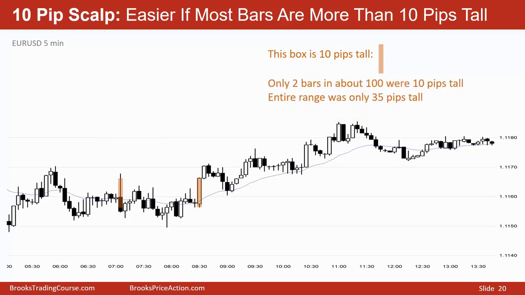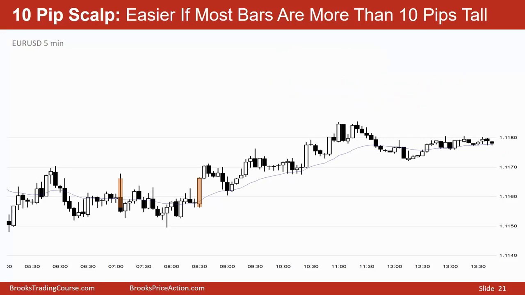Look at the bars on this chart. Only 2 bars on the entire chart. There are over 100 bars on this chart. Only 2 of them have a range that is 10 pips tall. And the entire range of these 100 bars is only 35 pips. And that's very common in a session in the Forex market, for the range to be 30 pips all day or all session.